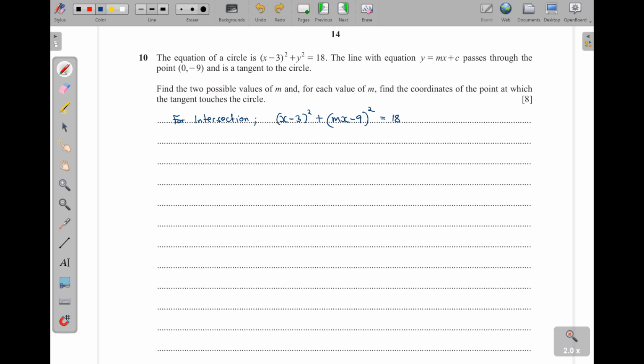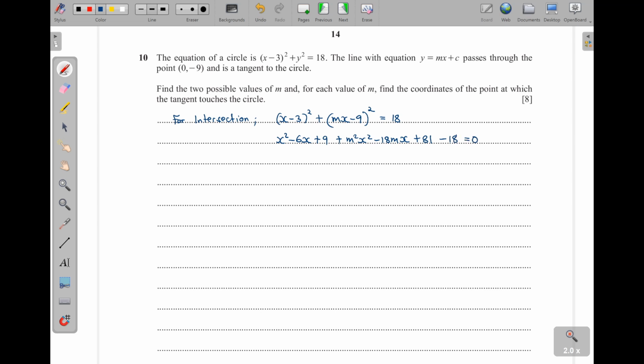Then expand these brackets. We shall have x squared, then 2 times this times that. That one will give us minus 6x, then square the 3, that is a 9. Now square this one here, you will get m squared x squared, then this times that will give us minus 18mx. And then when you square this one, it will give you 81. Then I can say minus 18 here is equal to 0.